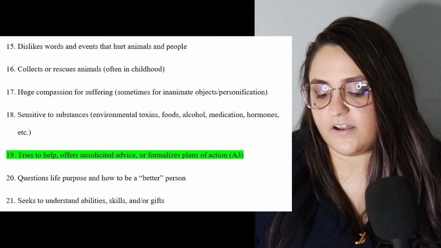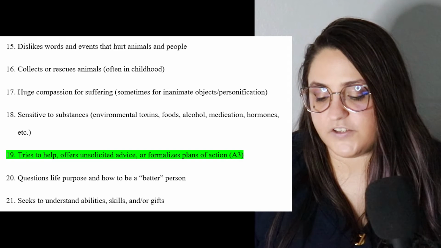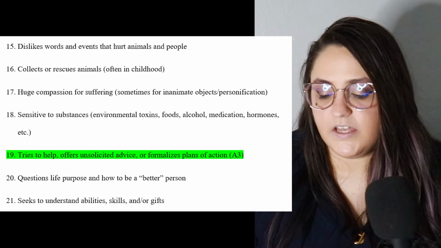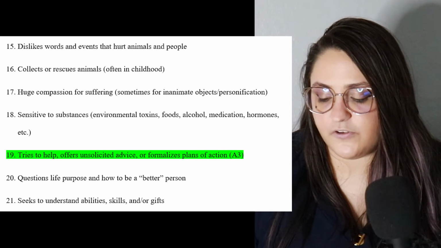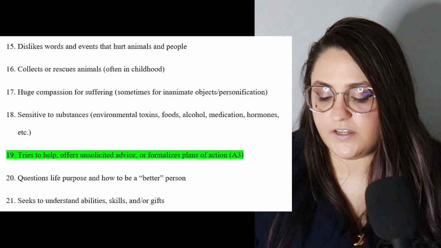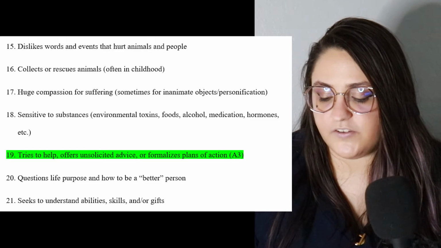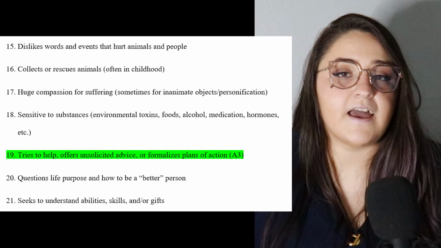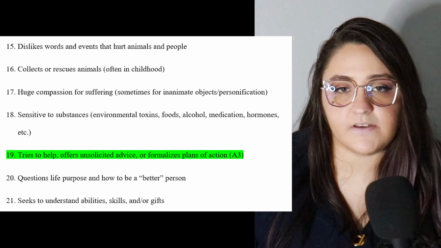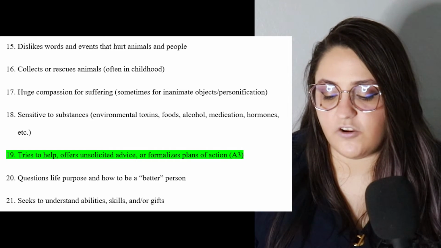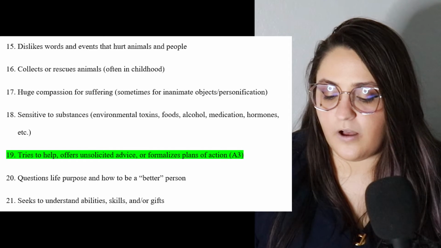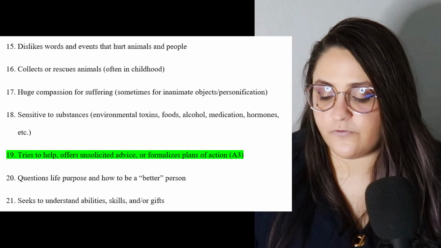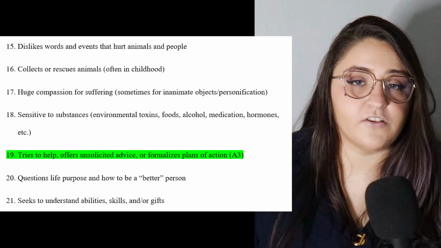Dislikes words and events that hurt animals and people, collects or rescues animals, often in childhood, huge compassion for suffering, sometimes for inanimate objects or personification, sensitive to substances, environmental toxins, food, alcohol, medications, hormones, etc. All of that, I really don't have anything specific to point to in the DSM-5 as meeting criteria. Tries to help, offers unsolicited advice, or formalizes plans of actions, I feel falls under A3.